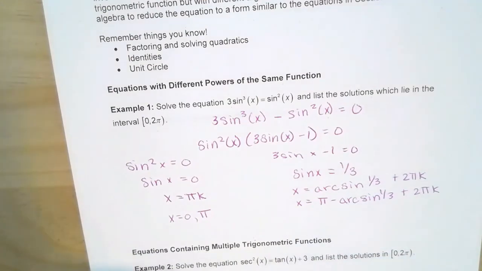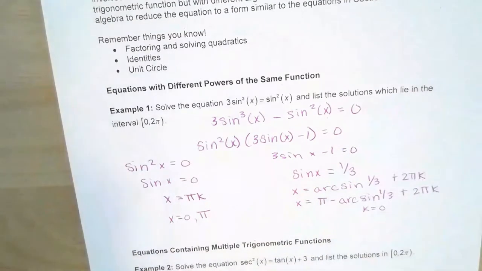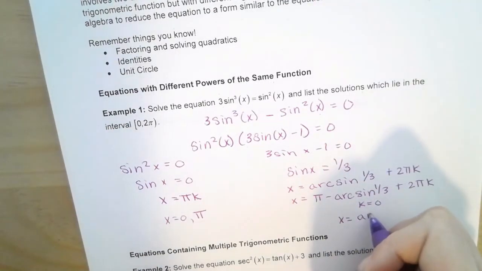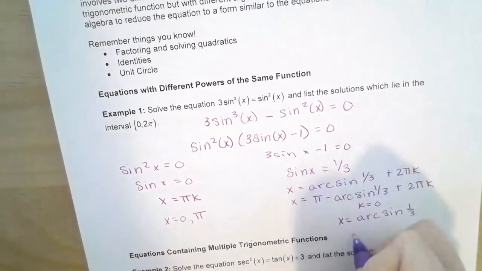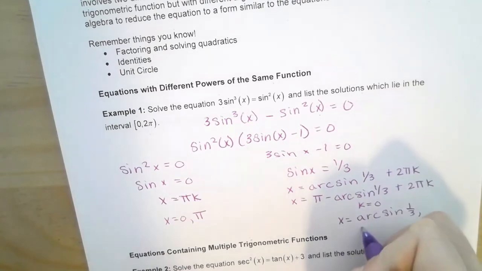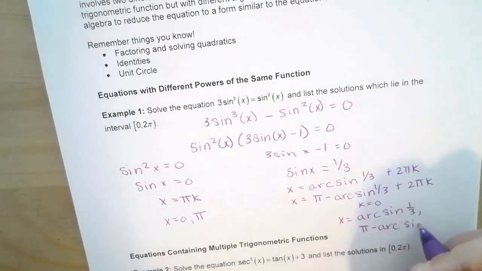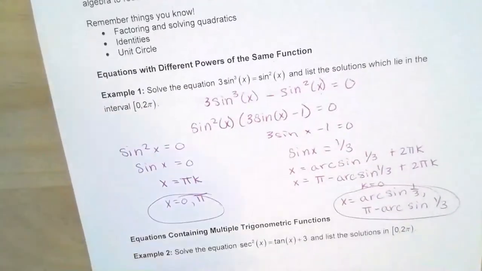We proved this the other day, I think it was in 6.1 and 6.2. Now, think of our case. In this case, k can only be the value of 0, otherwise we're going beyond 2 pi. So x equals, if I plug in 0 for k, arc sine of 1/3. And for the other one, I get pi minus arc sine of 1/3. So I have 4 solutions.